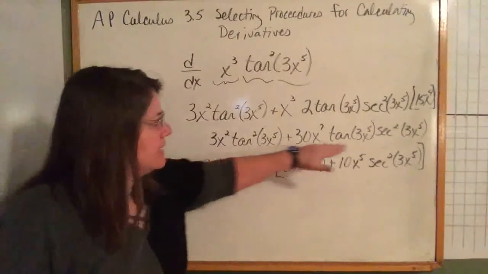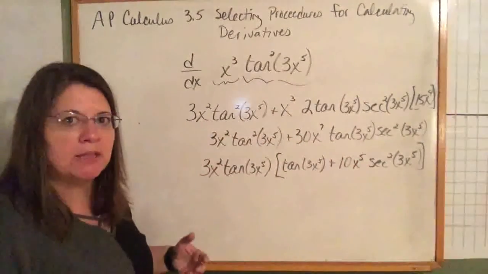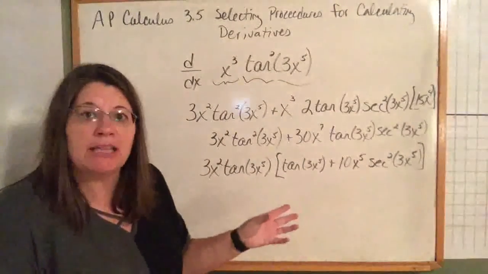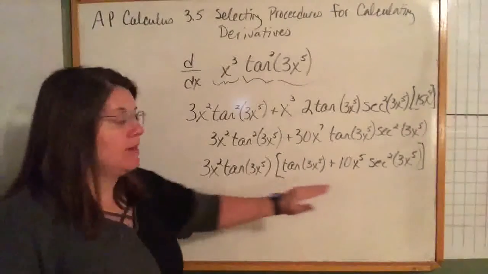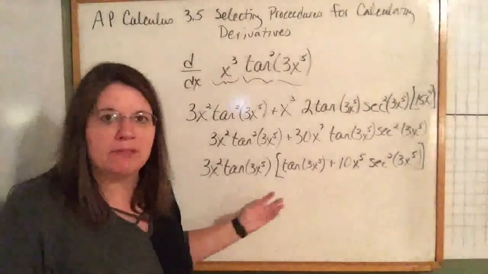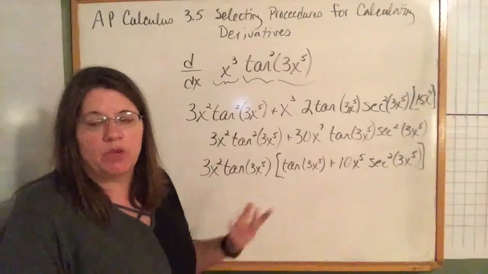Some people like to leave it like this. It just really depends on what they ask you to do. If they ask you like to find the horizontal tangent lines or something like that with this problem, you would need to have it in factored form to be able to do that. I'm not sure they would ask that with something that's quite this complicated, but who knows, they may.